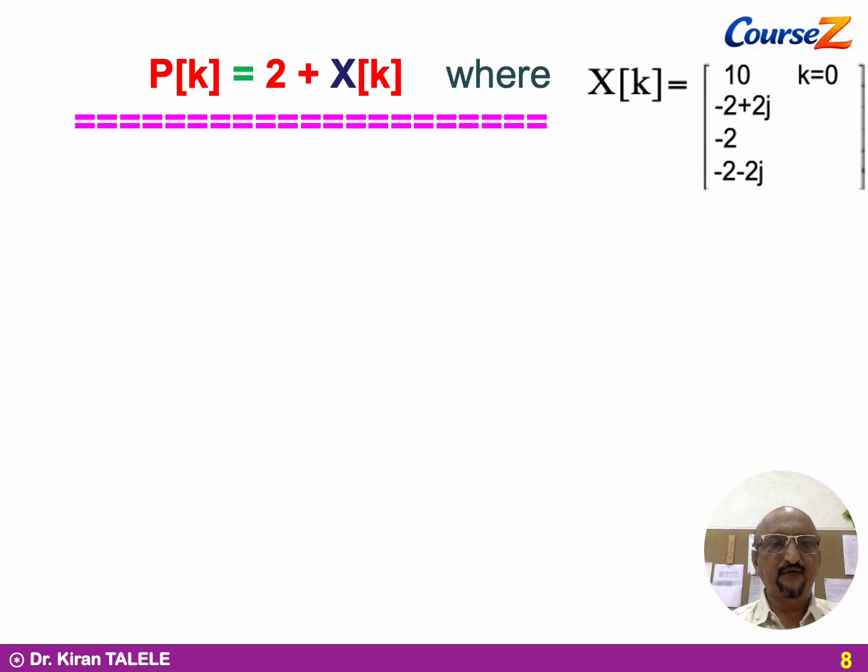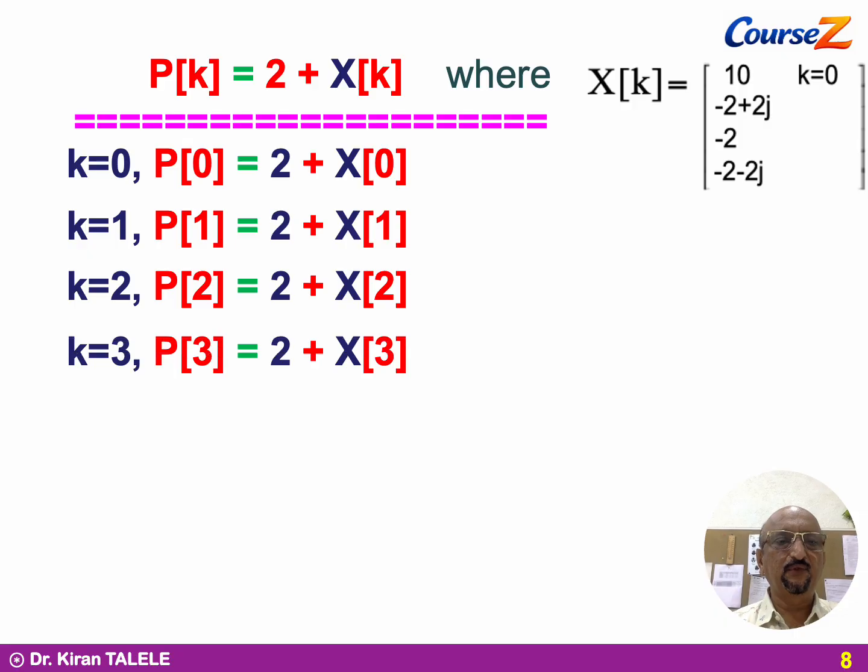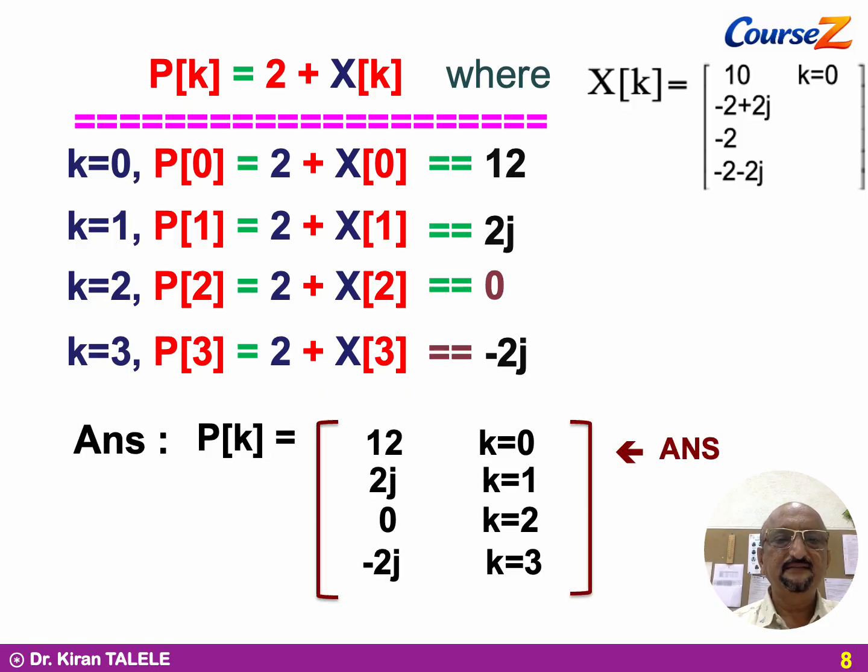This equation we have to evaluate for every value of k. Here X of k is 10, minus 2 plus 2j, minus 2, minus 2 minus 2j. So let's put k equal to 0. We'll get P of 0 equal to 2 plus X of 0. X of 0 is 10. Similarly, k equal to 1, P of 1 is 2 plus X of 1, then P of 2, and P of 3. Now here we have to replace this X of 0 by 10. 2 plus 10, 12. X of 1 is minus 2 plus 2j. 2 plus minus 2 plus 2j is 2j. And so on. This is P of k.